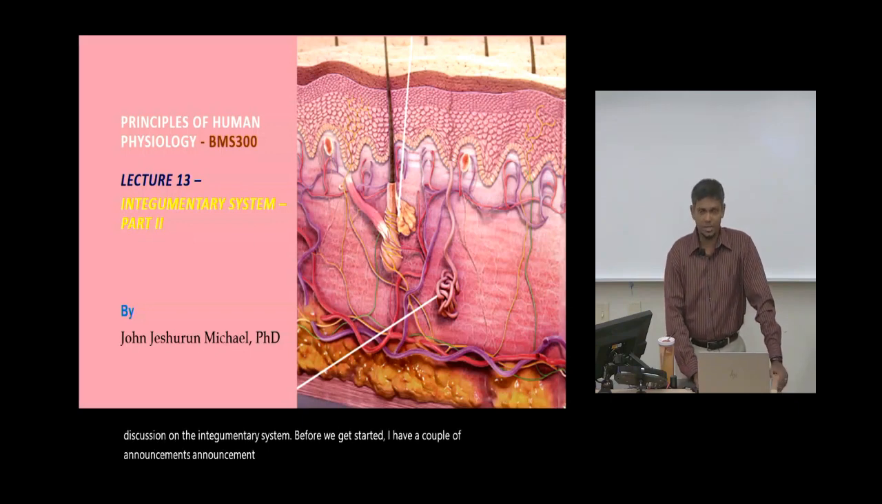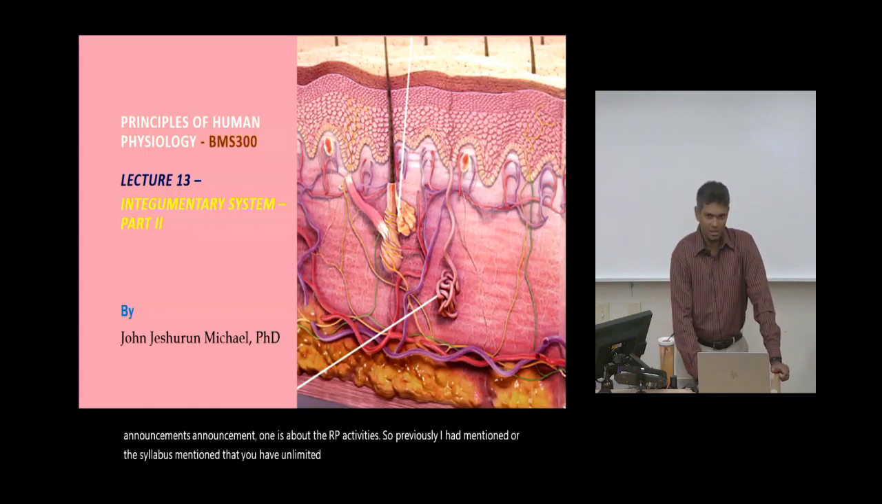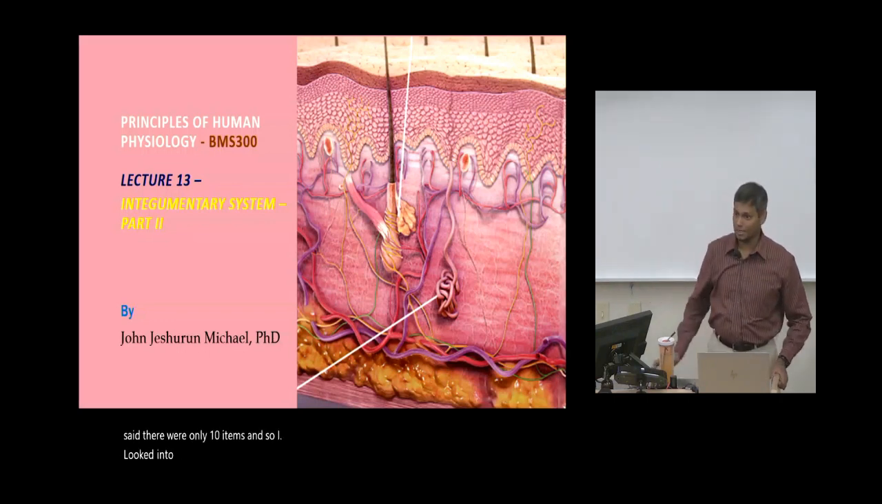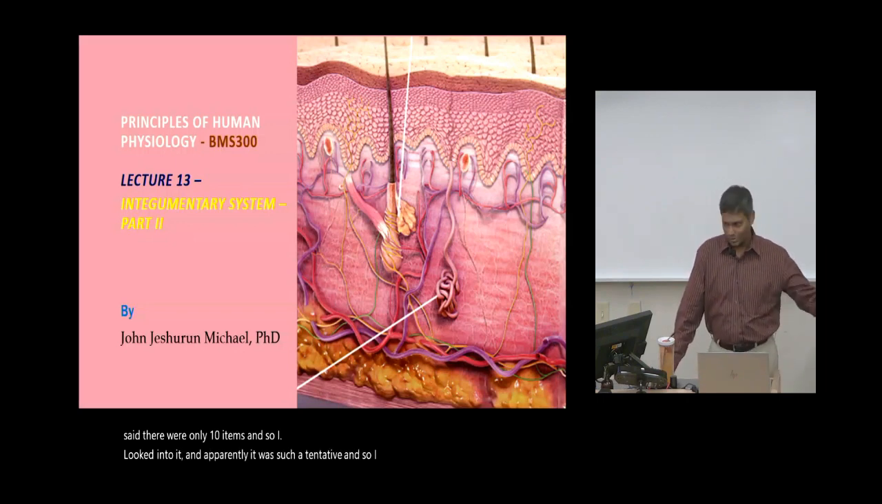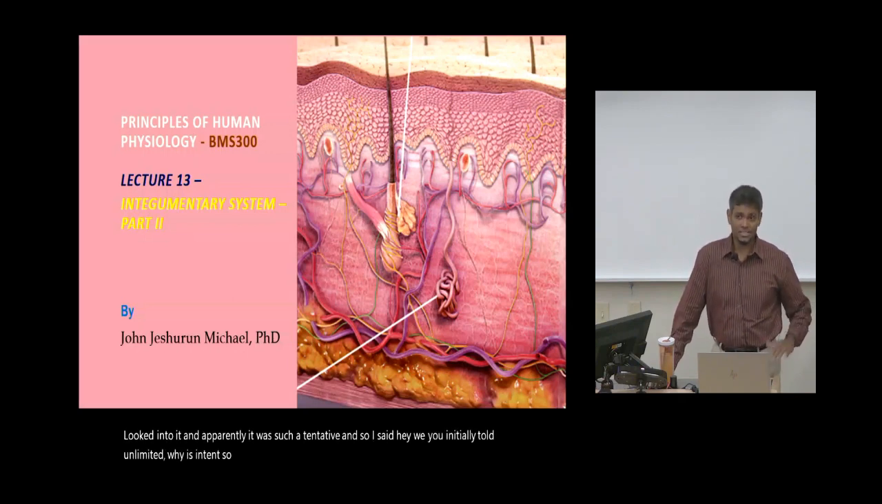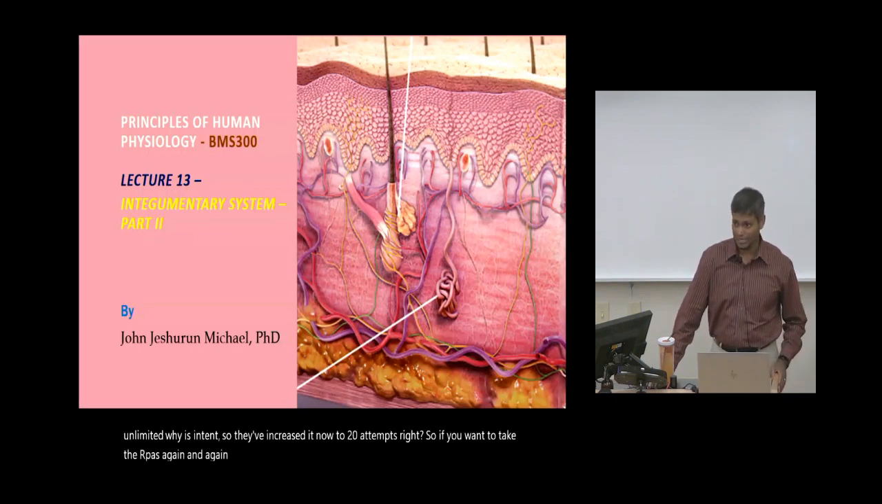Announcement one is about the RPA activities. Previously I had mentioned, or the syllabus mentioned, that you have unlimited attempts of the RPA activities, and some of you said there were only 10 attempts. So I looked into it, and apparently it was set to 10 attempts. I said, hey, you initially told us unlimited, why is it 10? So they've increased it now to 20 attempts, right? So if you want to take the RPAs again and again, you can have up to 20 attempts.